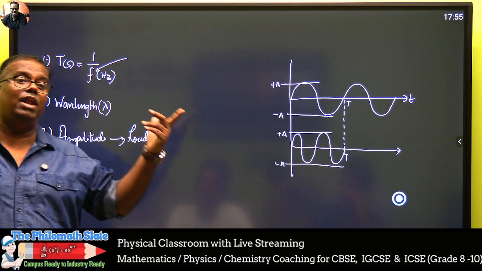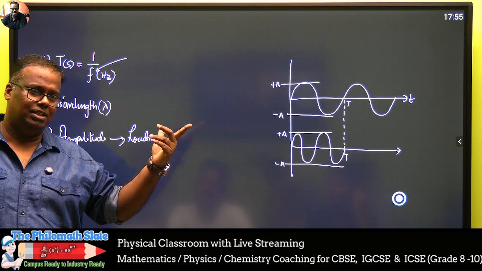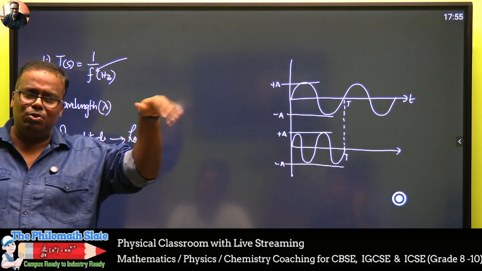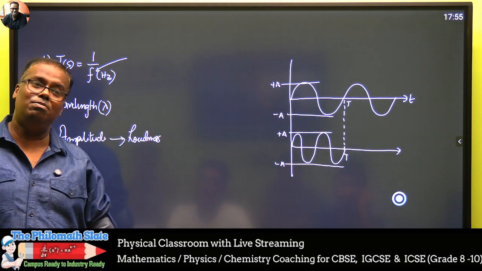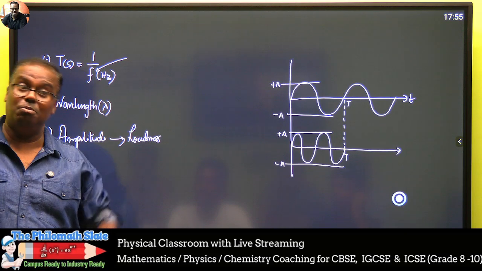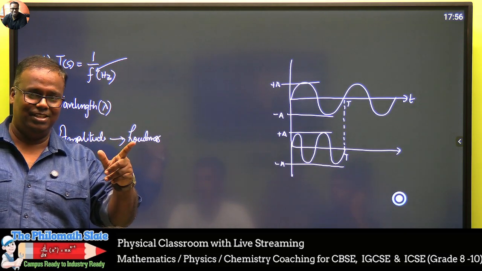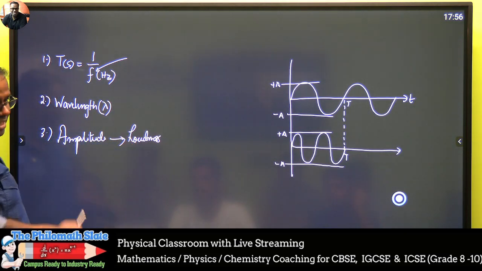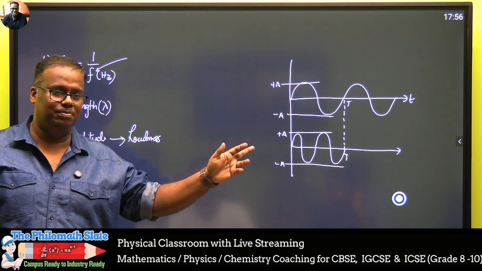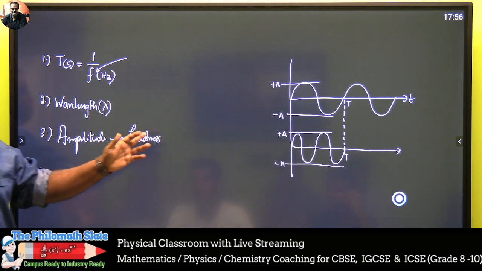In the case of light, can you tell me what light can also go through a wave? What will amplitude represent? Brightness, intensity. Intensity. Light के केस में amplitude आपको intensity देगा. Have you understood? It will give you intensity.